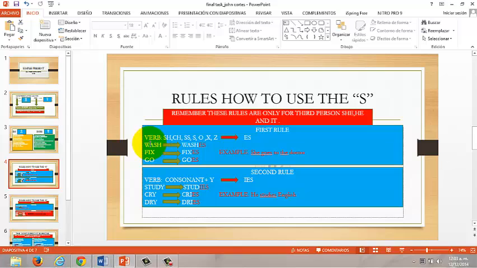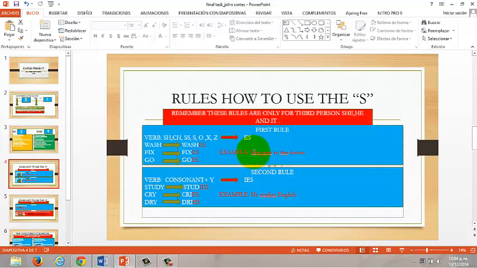In that case, you see the verb wash. In third person the verb becomes washes. Fix, fixes. Go, goes. They follow the rule. I put an example: she goes to the doctor, because it's third person.